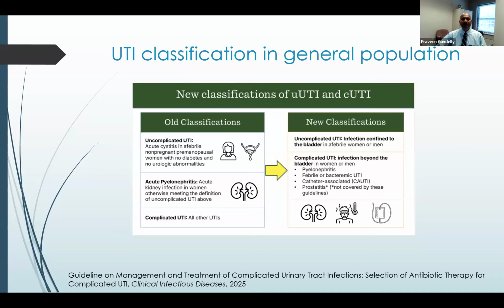But now, any symptoms localized to the bladder are considered an uncomplicated UTI. And any symptoms beyond the bladder, like fever or other systemic signs, or pyelonephritis with tenderness over the kidney, are called complicated UTIs. This classification specifically excludes prostate infection. Prostate infection is different because it needs a longer duration of treatment and the approach might be different than a regular UTI.